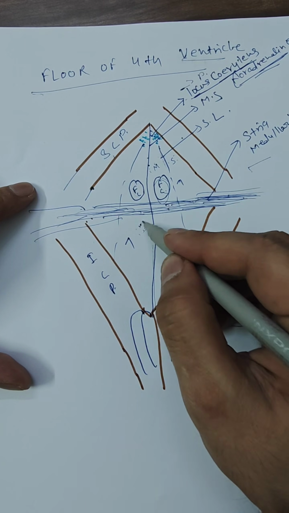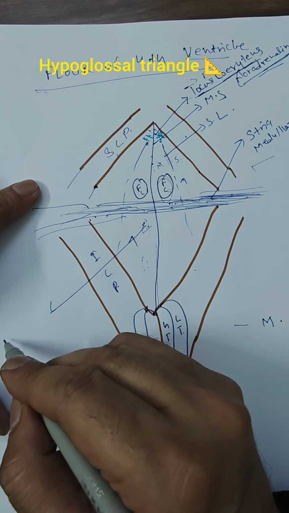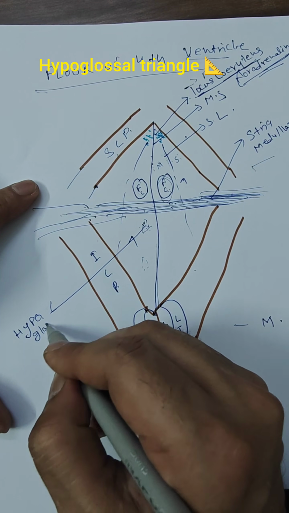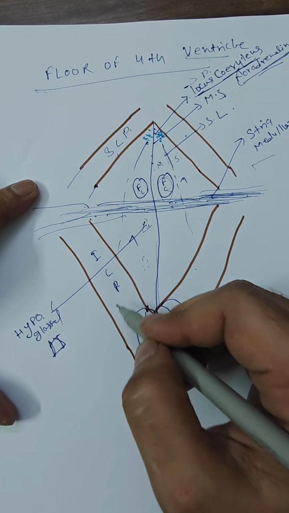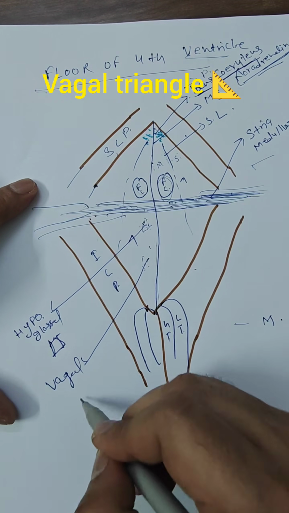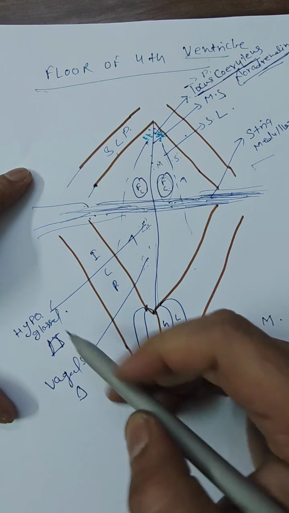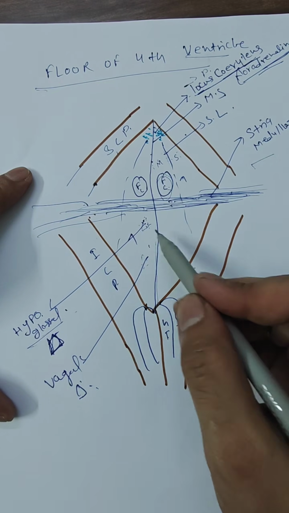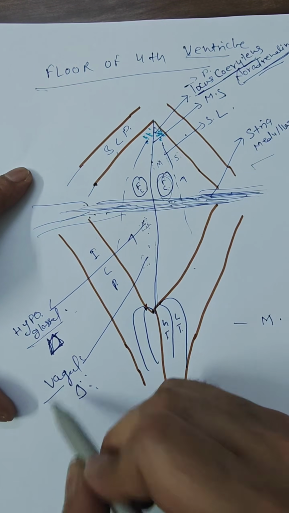Now here we have two triangles. One triangle is above and one triangle is below. The superior triangle is hypoglossal triangle and this lower triangle is vagal triangle. Below the hypoglossal triangle we have hypoglossal nucleus and below the vagal triangle we have motor nucleus of vagus nerve.